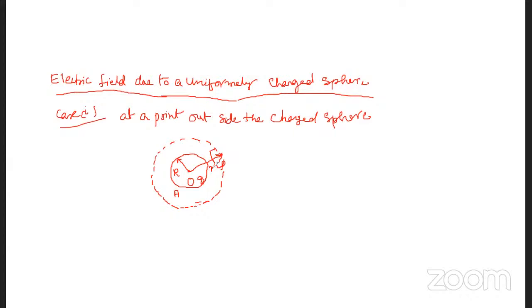Electric field is directed along the outward normal here. So the electric field here is directed along the outward normal. In this direction, electric field E is directed here.